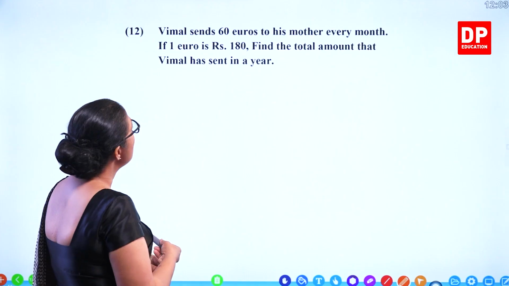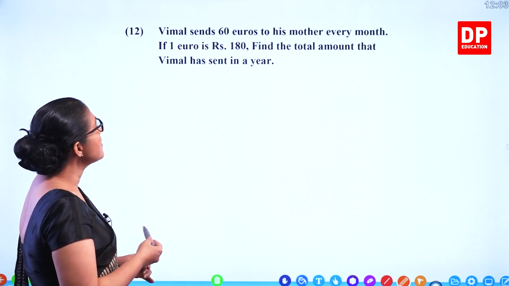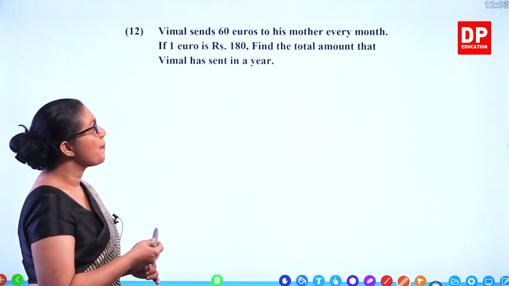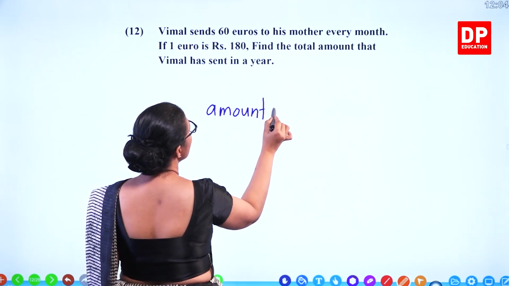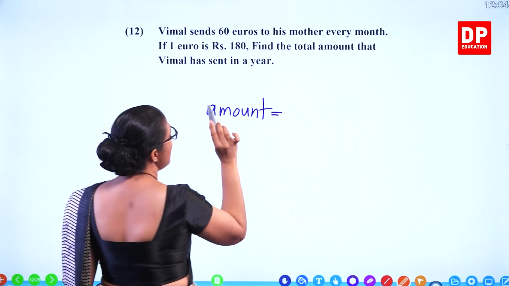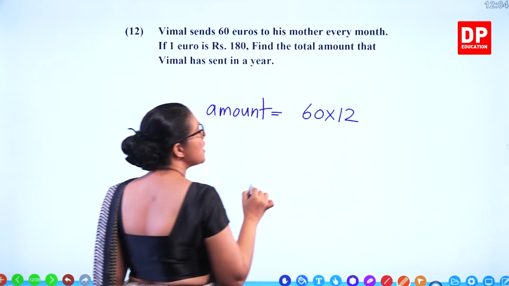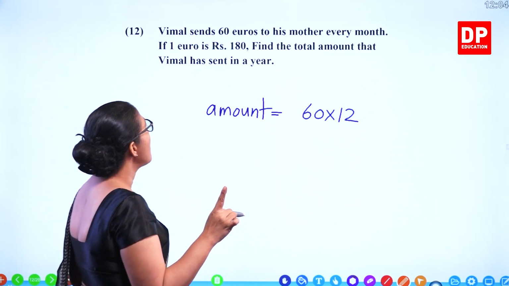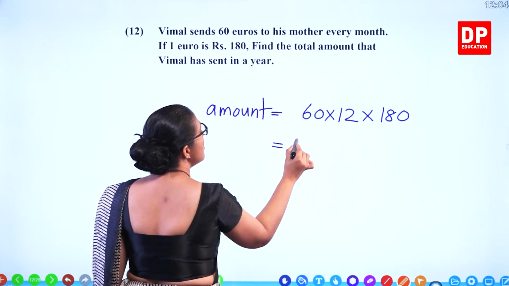Question number 12. Vimal sends 60 euros to his mother every month. If 1 euro is 180 rupees, find the total amount that Vimal has sent in a year. So the amount you can straight away find out. We'll first find how many euros in a month, 60. 12 months are there per year, so you multiply by 12. That's number of euros. But 1 euro is 180 rupees, so you can multiply by 180 to get the rupees value.